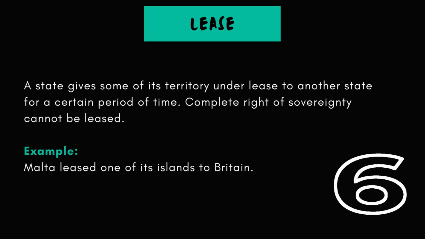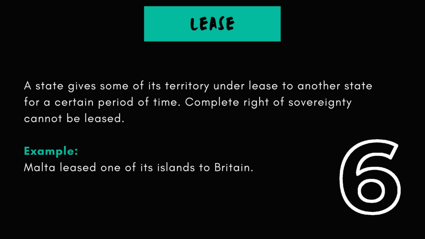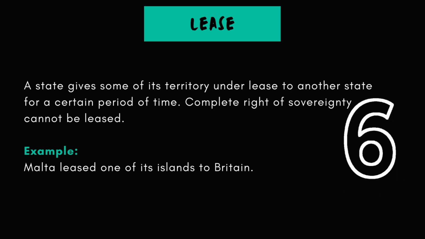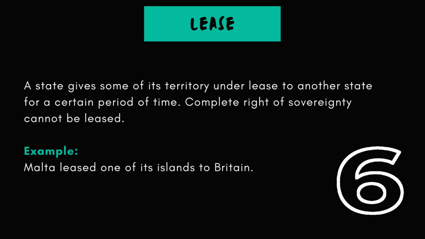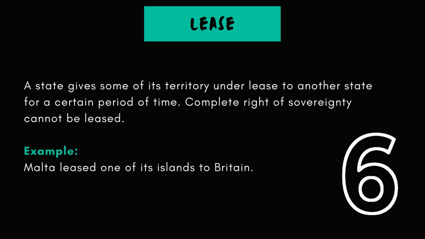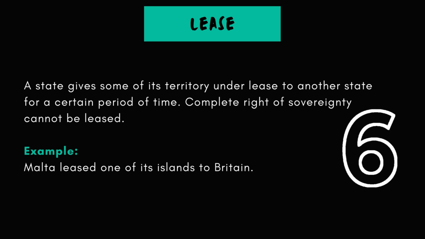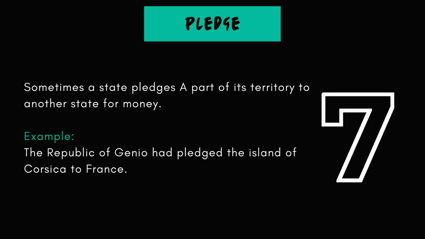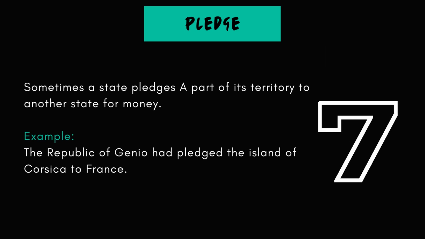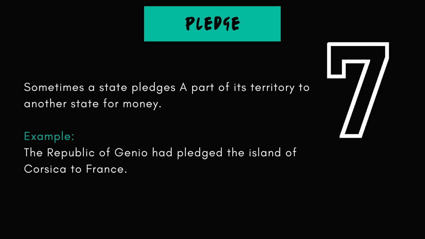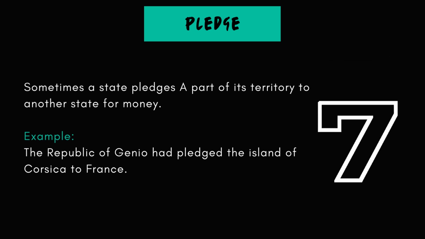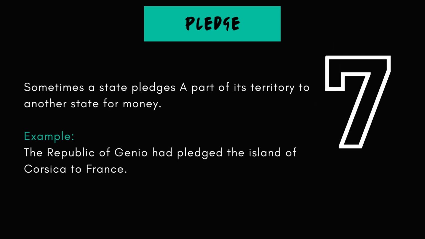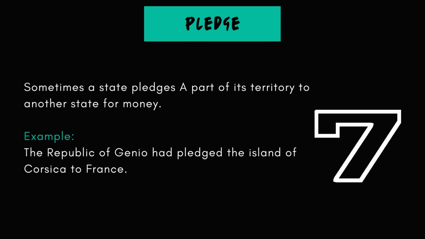Next is lease, which means that a state gives some of its territory under lease to another state for a certain period of time. However, complete right of sovereignty cannot be leased. For example, Malta leased one of its islands to Britain. Acquisition through pledge means that sometimes a state pledges a part of its territory to another state for money. For example, the Republic of Guinea had pledged the island of Corsica to France.